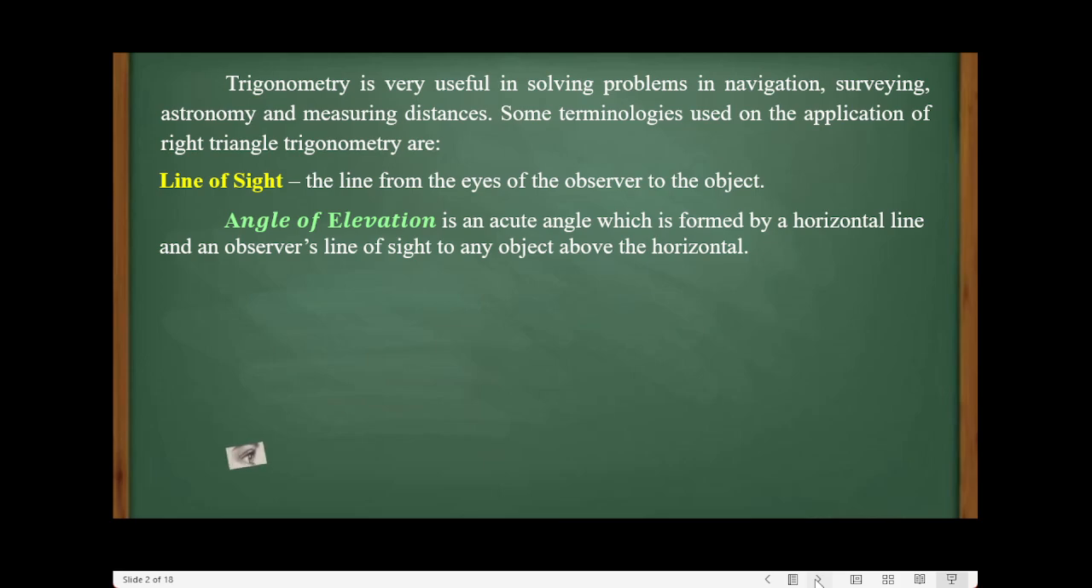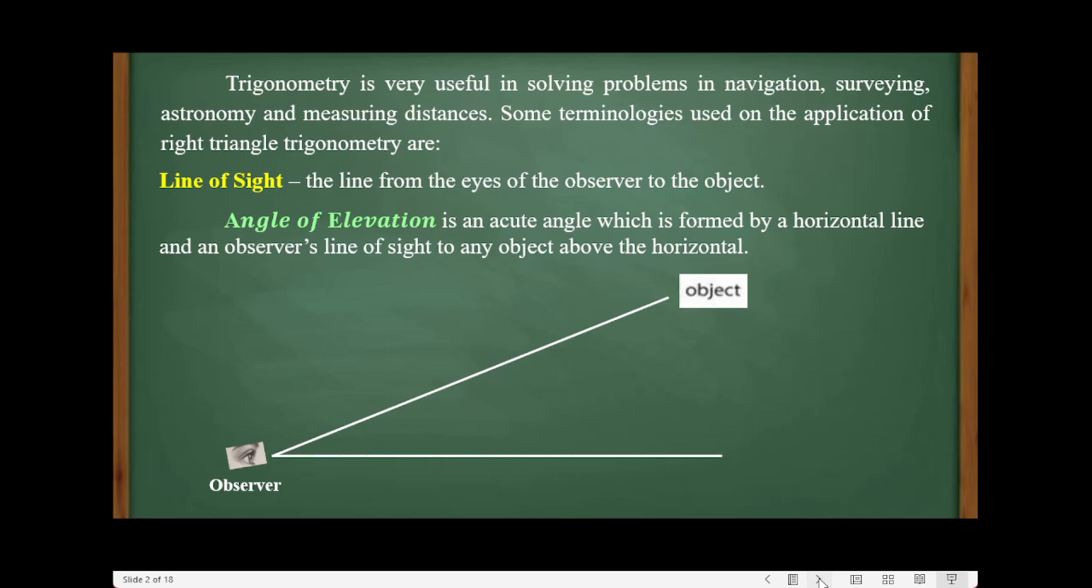Now suppose we have this eye of the observer, and from its eyes we have this line of sight, and the object being observed. And together with this line of sight, we have the horizontal. And together, these two lines form an angle, which is known as the angle of elevation.